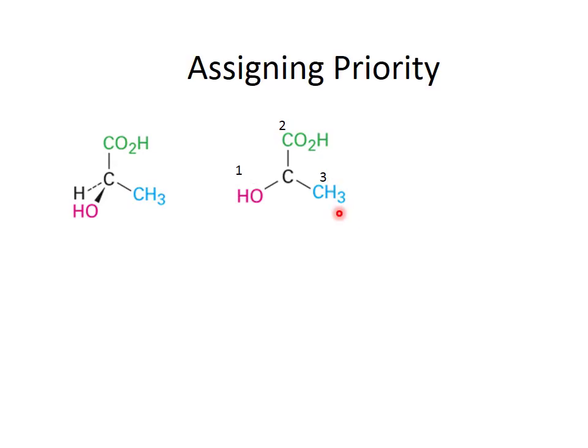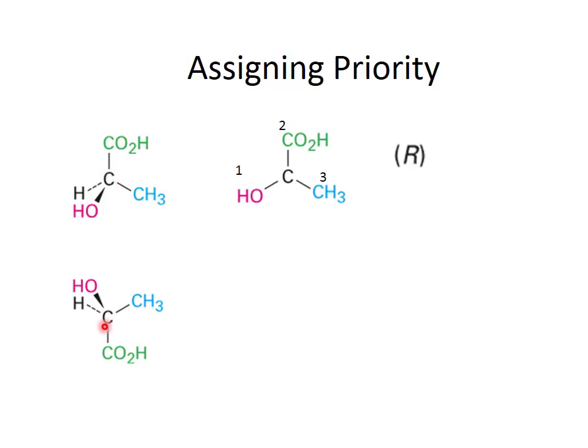So now that is the ranking of these groups. Now we look to see which direction does the priority go? Does it go clockwise or counterclockwise? If I look 1, 2, 3, that's clockwise, so we assign this the R enantiomer. So in front of the name of this compound, I would write an R.